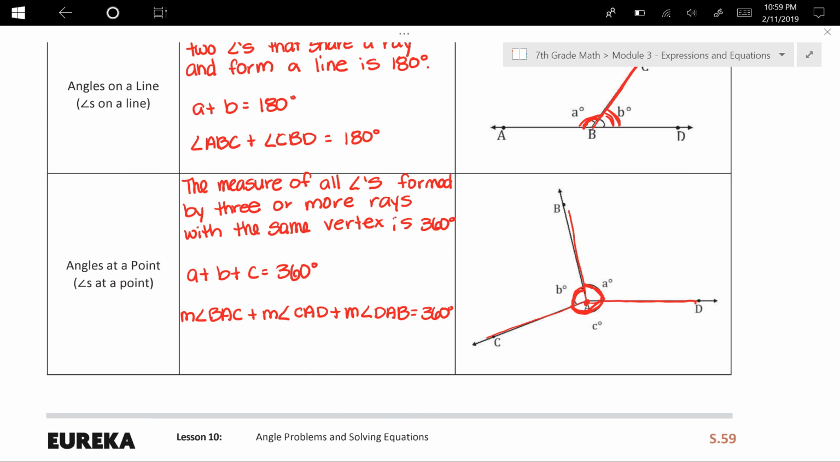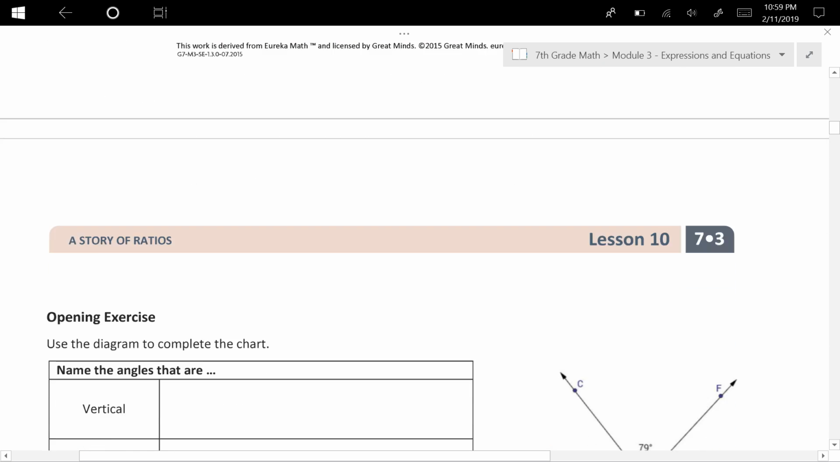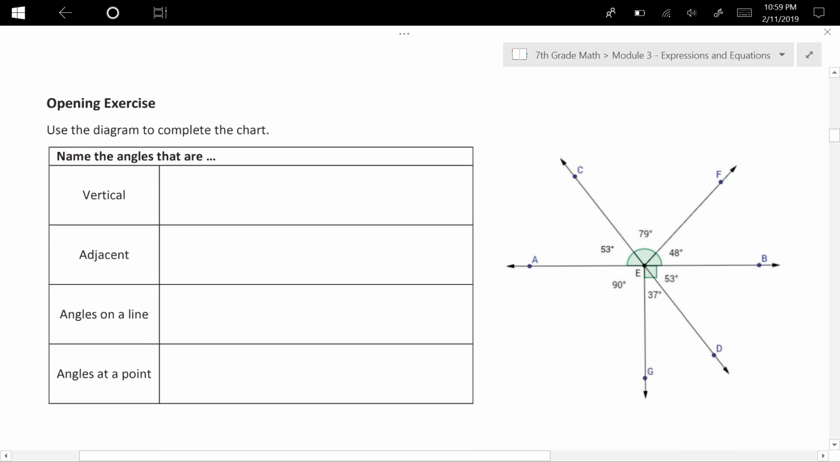So let's go ahead and go to the next page and use that to help us find vertical angles and all of that kind of stuff on this diagram. So what I want you to do is pause the video and name all the angles that are vertical, adjacent, angles on a line, and angles on a point. Let's go ahead and do that now.